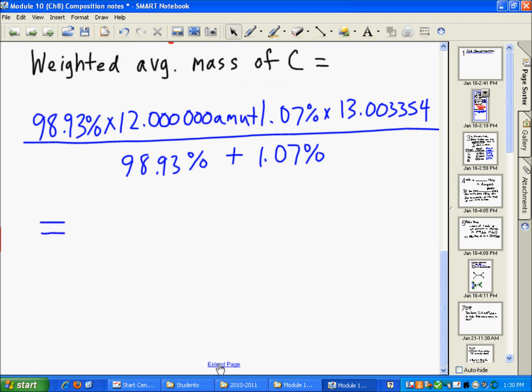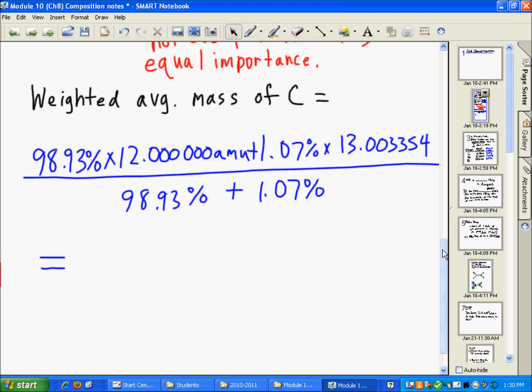And so what I'd like you to do is go ahead and do that now. So take 98.93 times 12 plus 1.07 times 13.003354, and you can just divide that by 100 because 98.93 plus 1.07 is equal to 100. And tell me what you get when you do that.